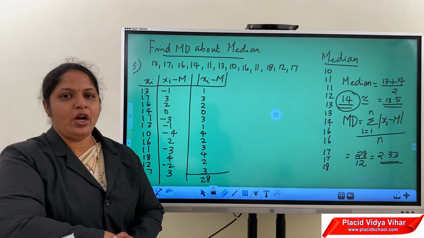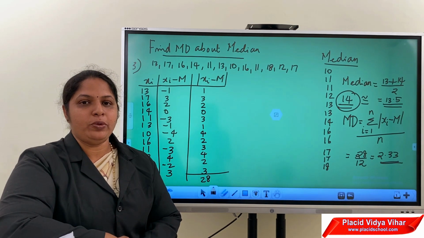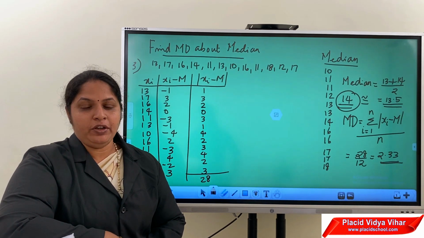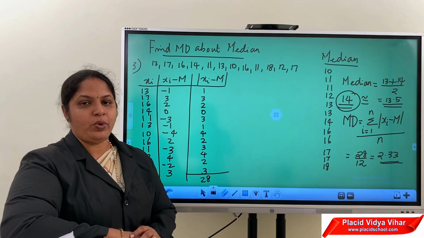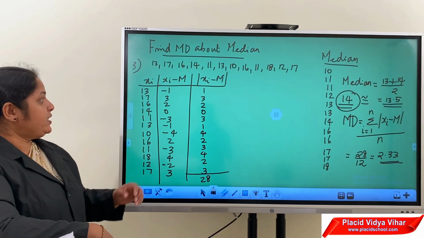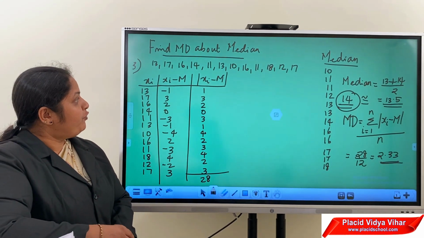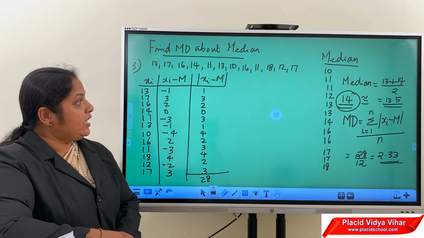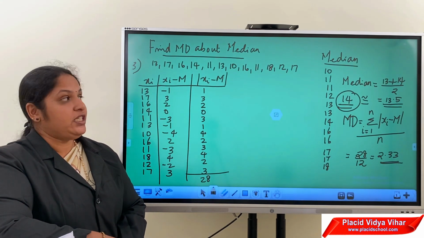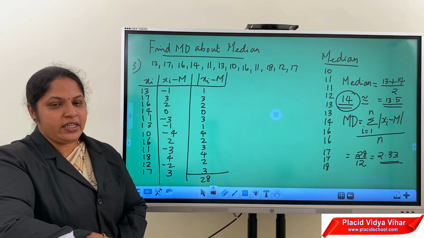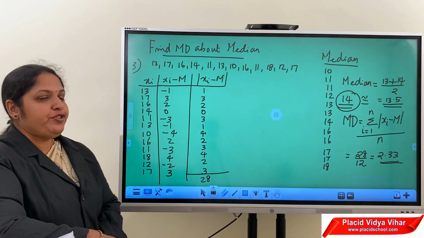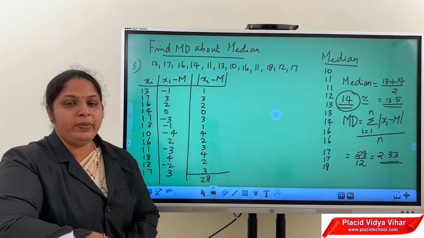Now let us look at how to find the mean deviation about median. This is question number 3 from exercise 15.1. The data points are given as 13, 17, 16, 14, 11, 13, 10, 16, 11, 18, 12 and 17. So we have to find the mean deviation about median.